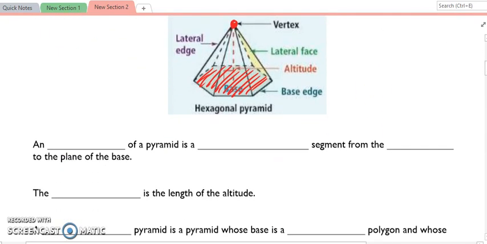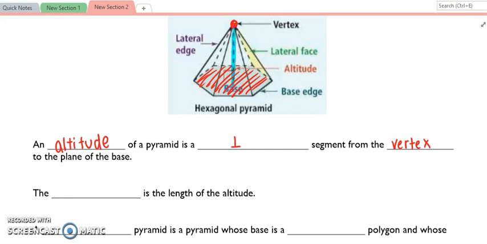Now, pyramids are interesting because they have two different types of heights. They first have the one that is the altitude. Okay, and we know that from many times studying this, the altitude is going to be a perpendicular segment that goes from the vertex to the base. Okay, so if I look above at my diagram, that segment right there is my altitude.